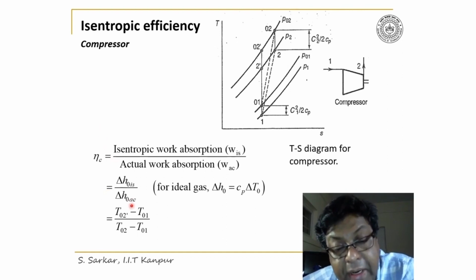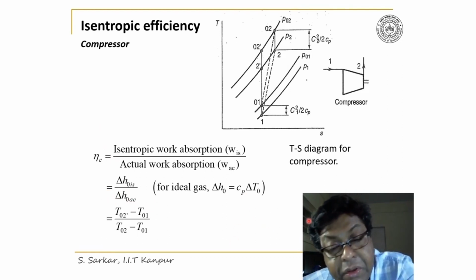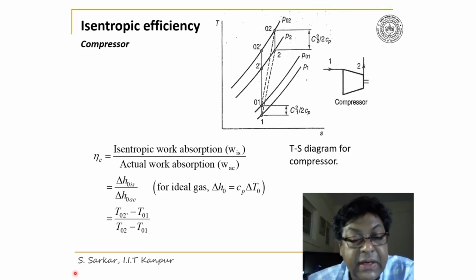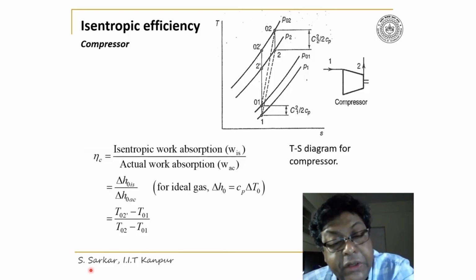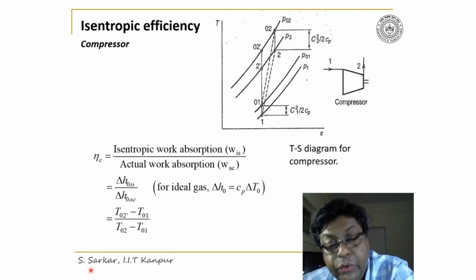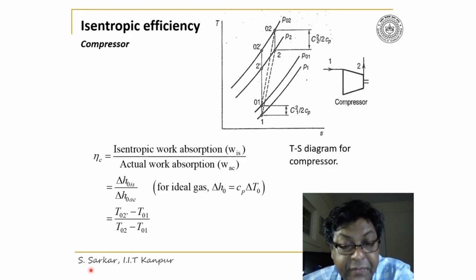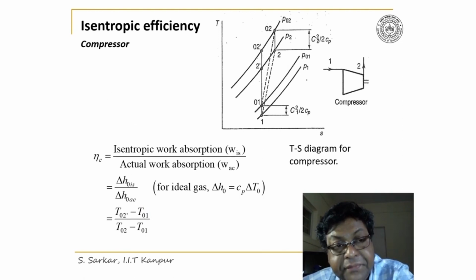So del H0 can be written as Cp into del T0. Thus, I can write eta C as T02 dash minus T01 divided by T02 minus T01. That is, it can be simplified as isentropic temperature rise by actual temperature rise.